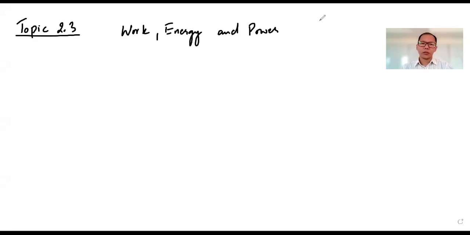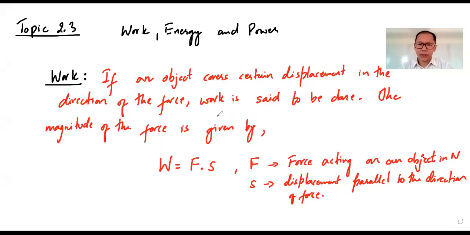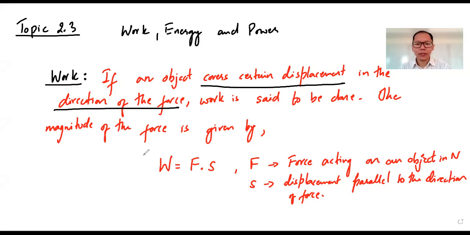Now, when we talk about work in general, work is basically defined as follows. If an object covers a certain displacement in the direction of the force, so these are the important terms here, then the work is said to be done. Mathematically, how do we find the magnitude? The magnitude of work is given by the force times the displacement.